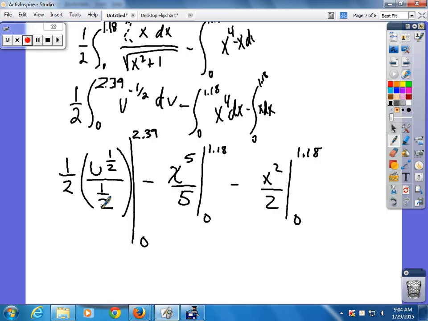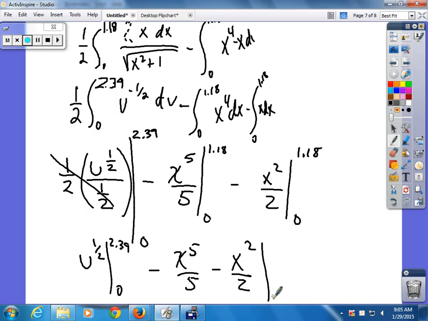All right, what happens to the 1/2? They cancel. So you're left with u to the 1/2 evaluated at 0 and 2.39, minus x to the fifth over 5 minus x squared over 2 evaluated at 0 and 1.18. Or you can change it back in respect to x, which would be the square root of x squared plus 1. You could change that back if you wanted to and use the 1.18, whichever one you want.